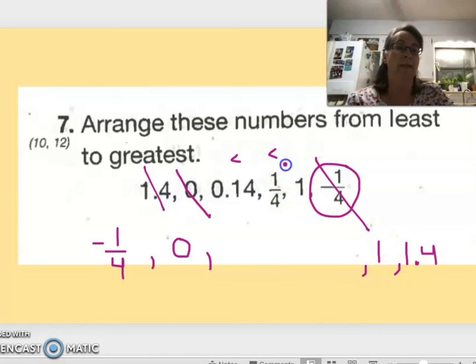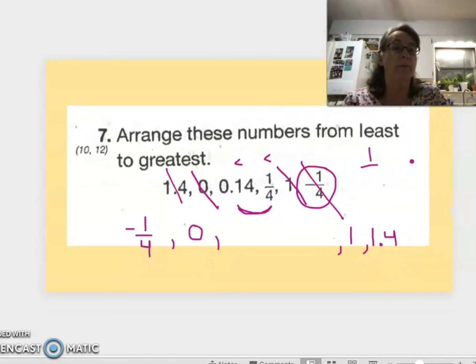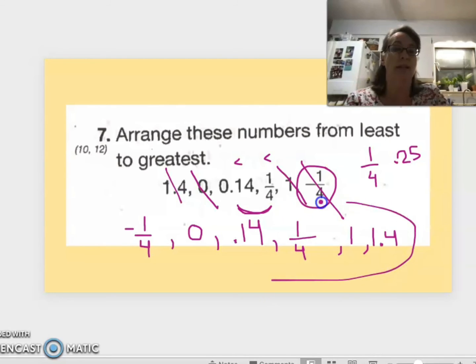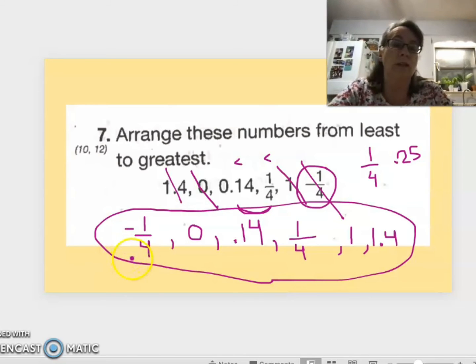So now I am done with 1, and I only have 2 numbers that I have to decide between which order they go in. Now, if you remember that 1/4 is equal to 0.25, then you can see that 0.25 is greater than 0.14. So we're going to put 0.14, and then 1/4, which is 0.25, is going to come next. And there you have it.